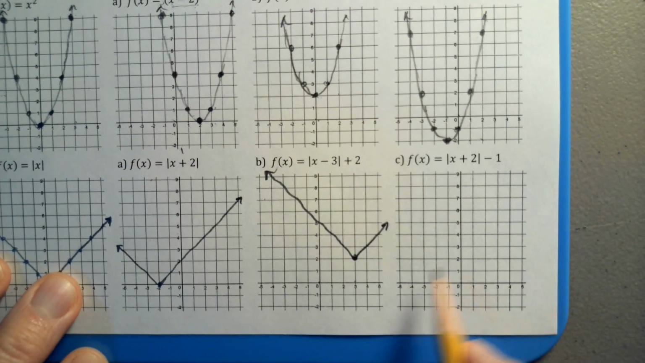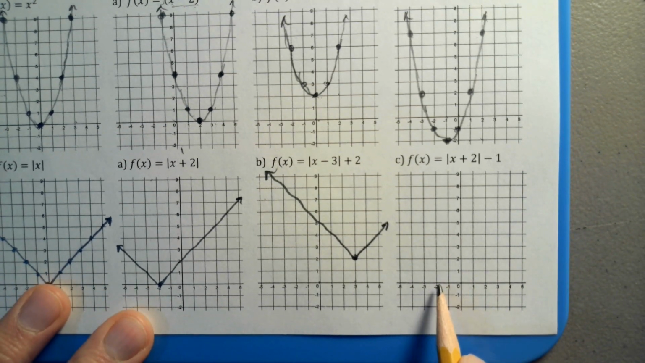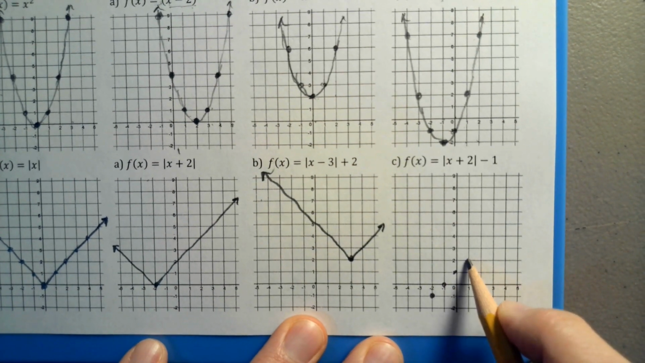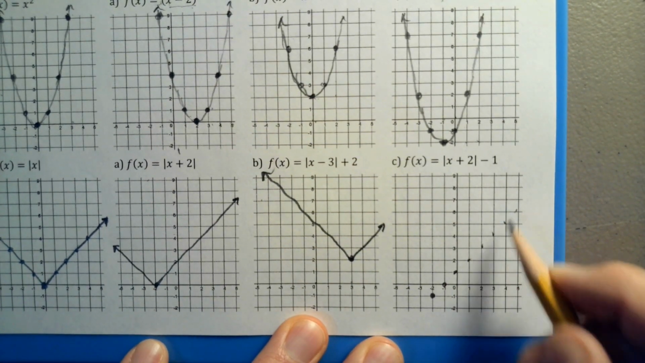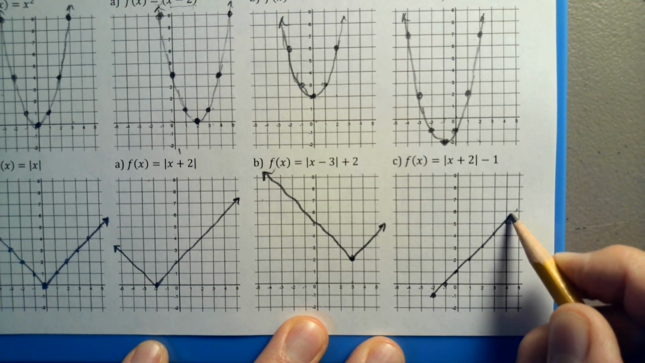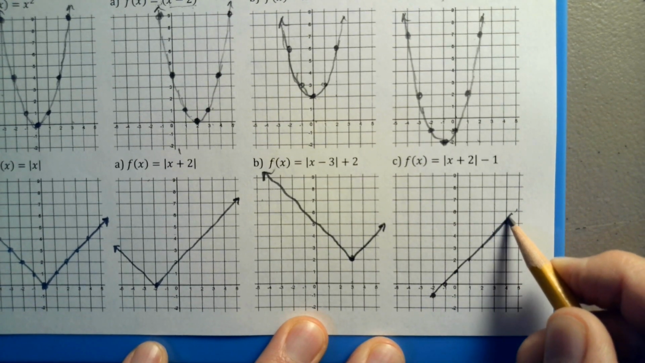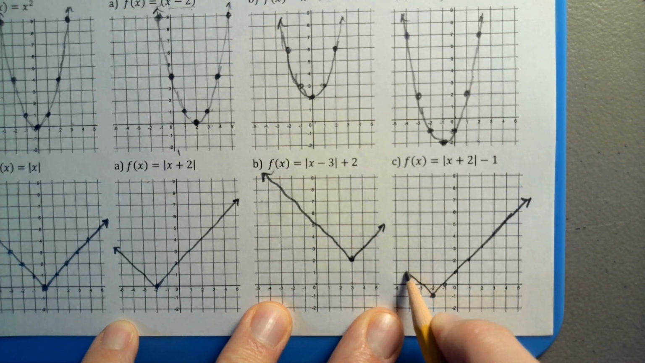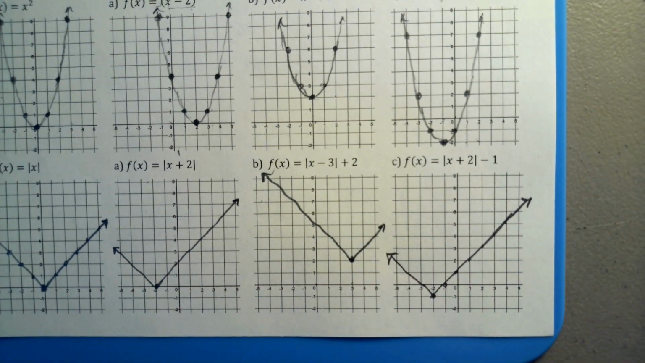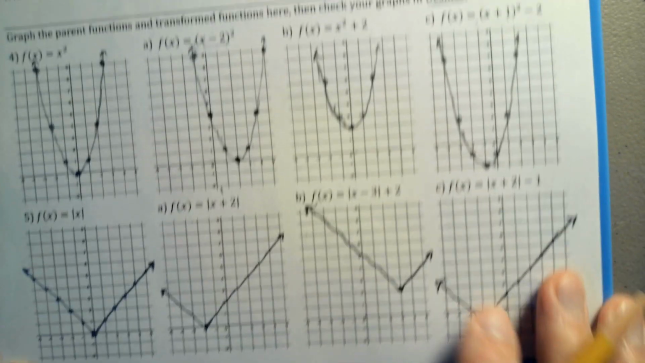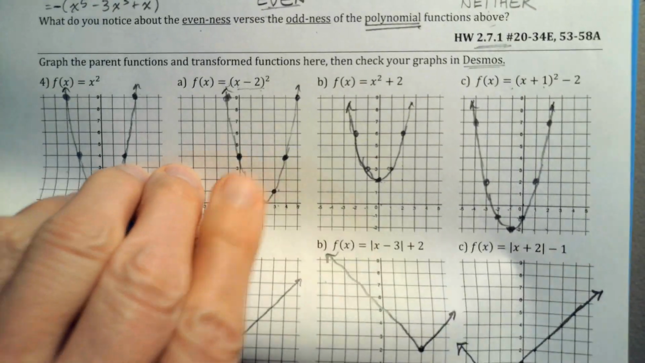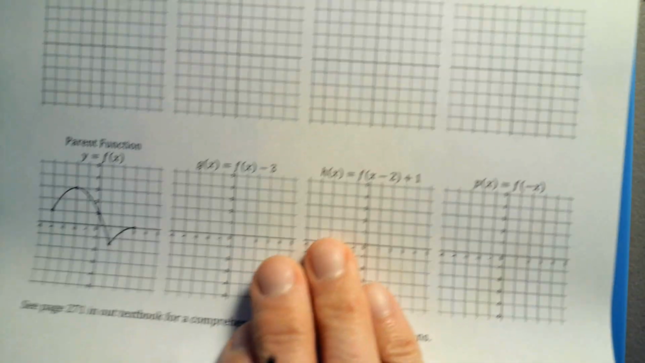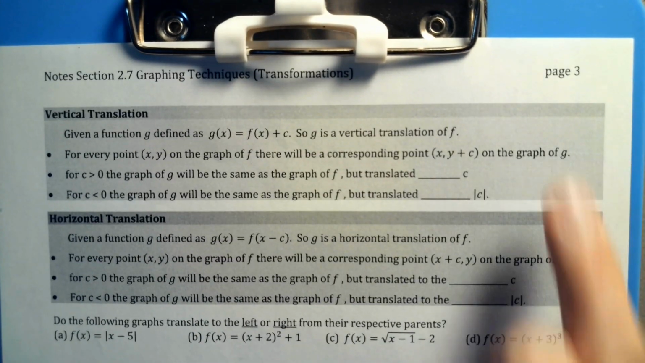And then the last one, the vertex goes to the right 2 and down 1. So it goes through all these corner points. Again, I'm sort of missing it a little bit there. And then goes through these corner points as well. Okay? So these are all sort of translations, lefts and rights. And so let's talk about how on page 3, let's come up with our defining rules then on page 3.